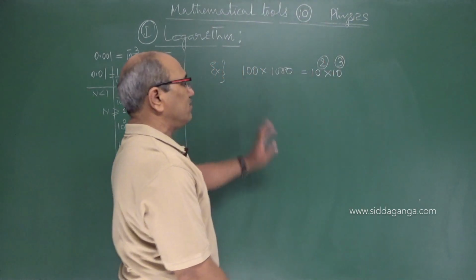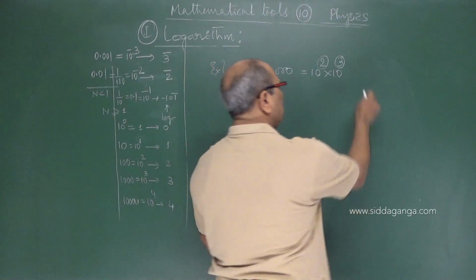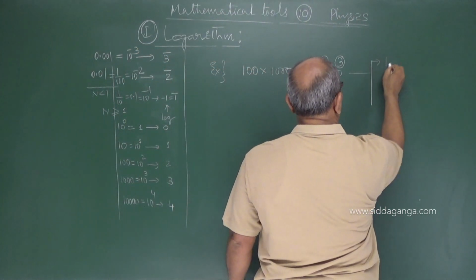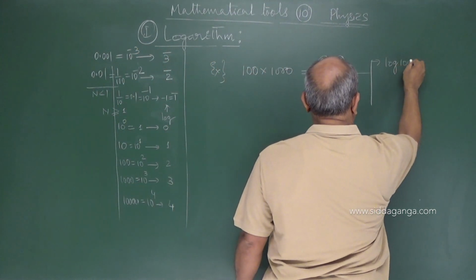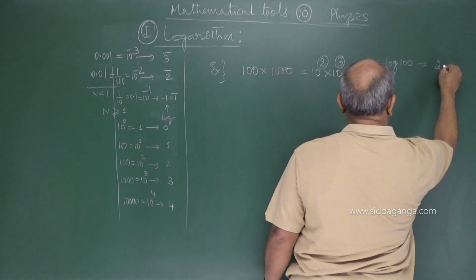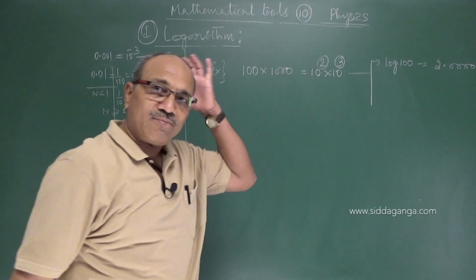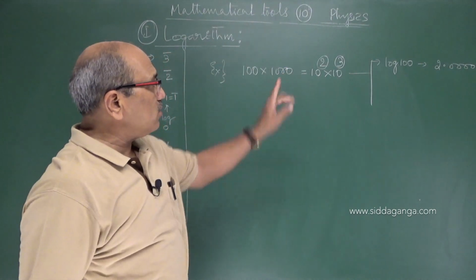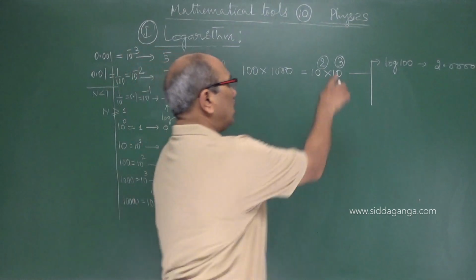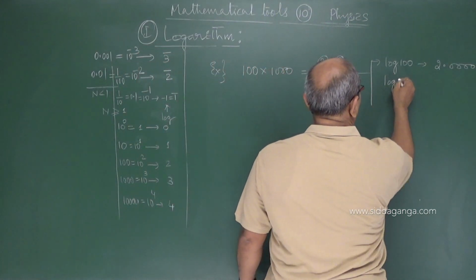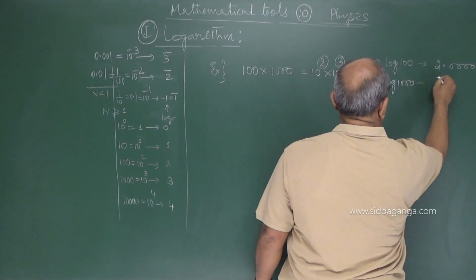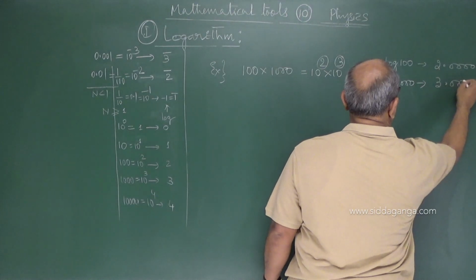Now this 2 and this 3 are the logs. The log of 100 is written as 2.000, with zeros I will come to later, but the whole number you have to write. Again, the log of 1000 is written as 3.000.